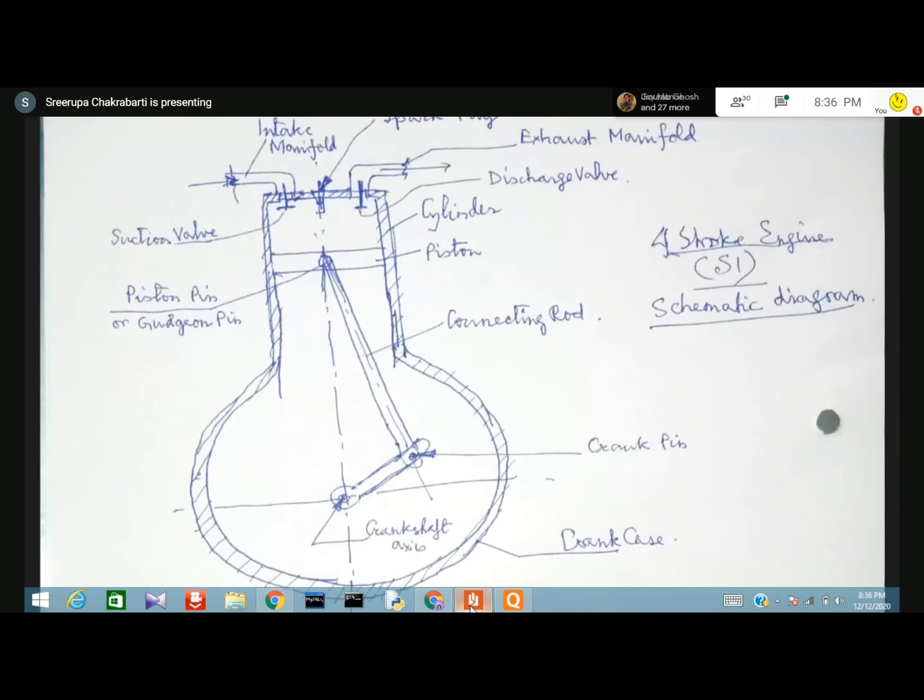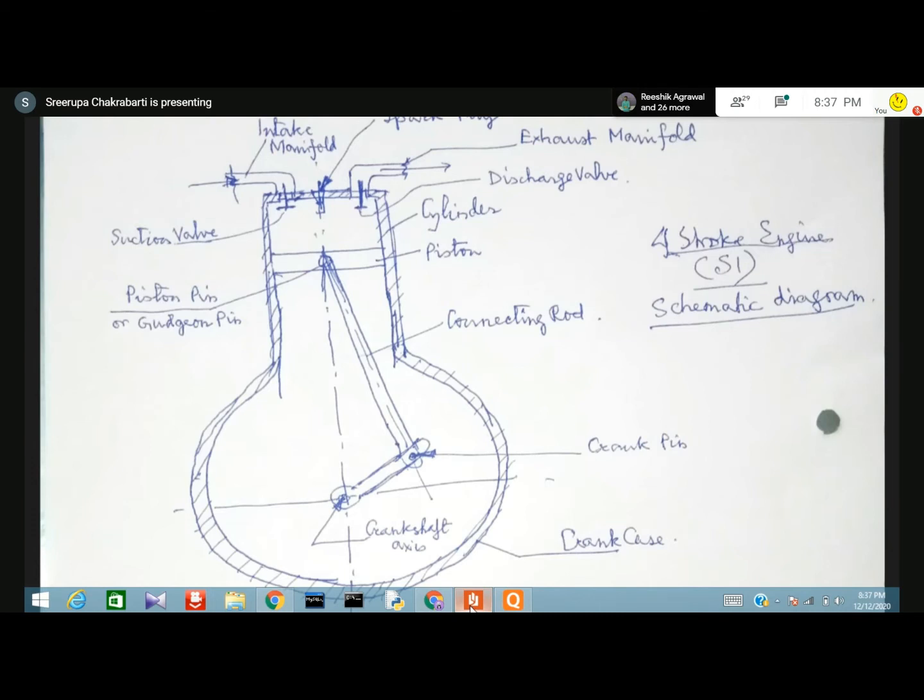Here in the engine I have drawn, power is coming from the piston to the connecting rod to the crank to the crankshaft. That is the route of the power. This is for a single cylinder engine. For a multi-cylinder engine, there will be two cylinders, two pistons, or three cylinders, three pistons, four cylinders, four pistons. But the crankshaft will be only one. That means the entire power goes to the same output shaft. The crankshaft is the output shaft.